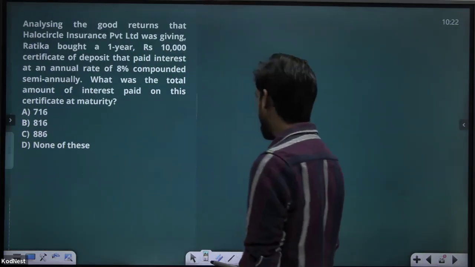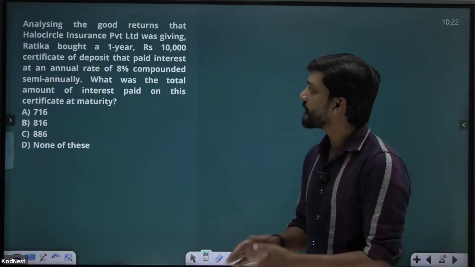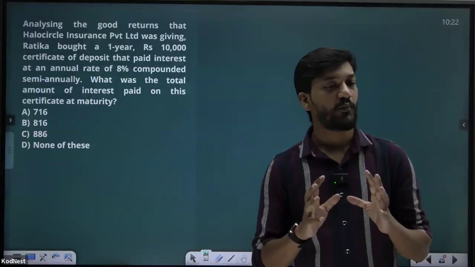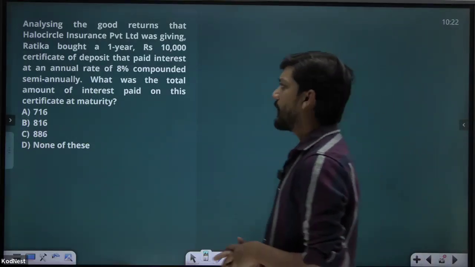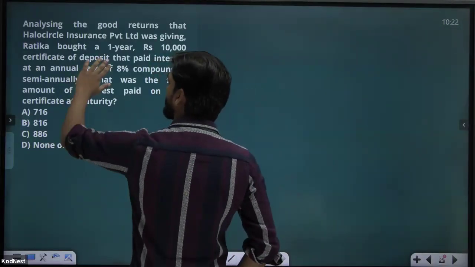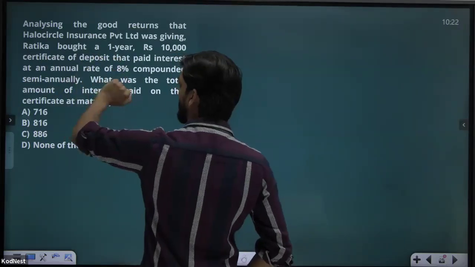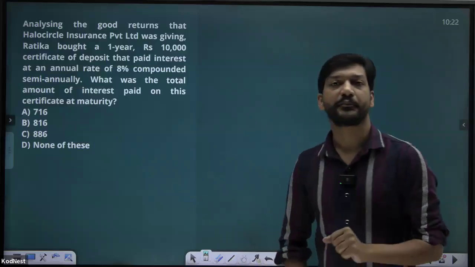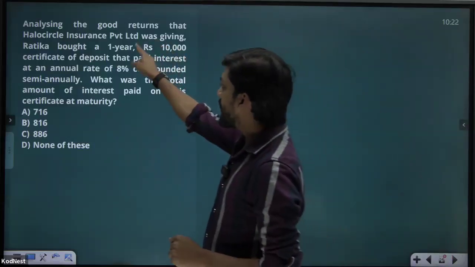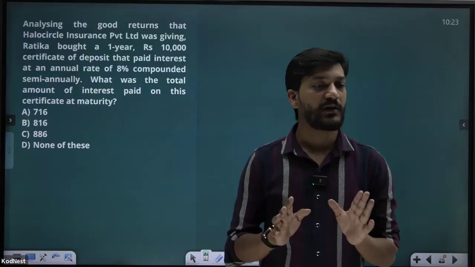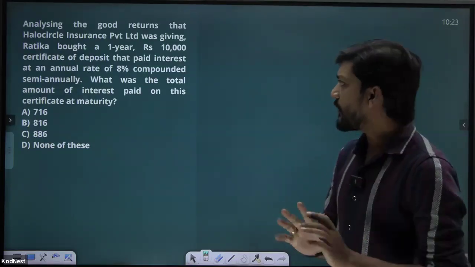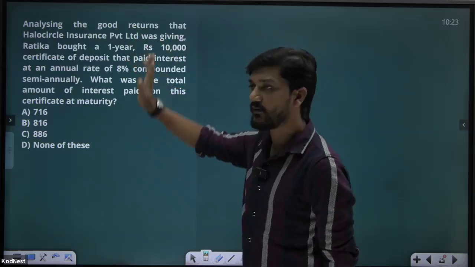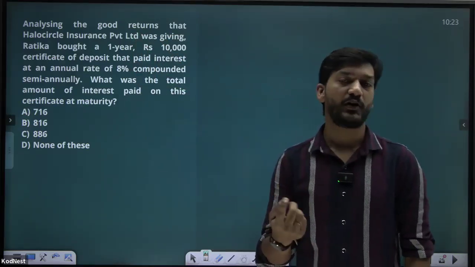All right. So first, understand the question. 10,000 rupees, Ratika has bought a certificate. I mean, actually, it is a certificate of deposit. Ratika has deposited something somewhere, a kind of an investment. That investment is for 1 year. This 1 year actually is the lock-in period. Lock-in period means that 10,000 she cannot withdraw for 1 year. After 1 year, she can withdraw.